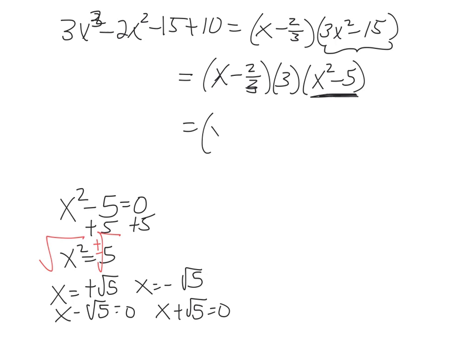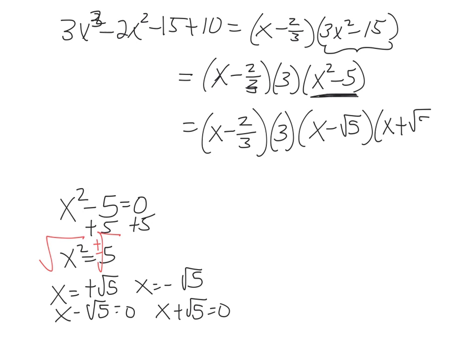So this would factor down to x minus 2/3 times 3, and the factors of x squared minus 5 would be x minus root 5 times x plus root 5. And if we FOILed that all back out, we would get our original polynomial, 3x cubed minus 2x squared minus 15x plus 10.